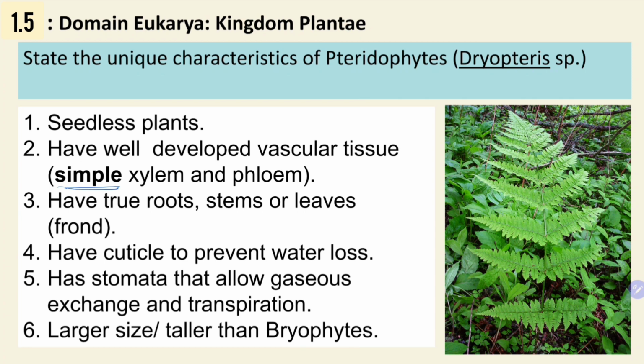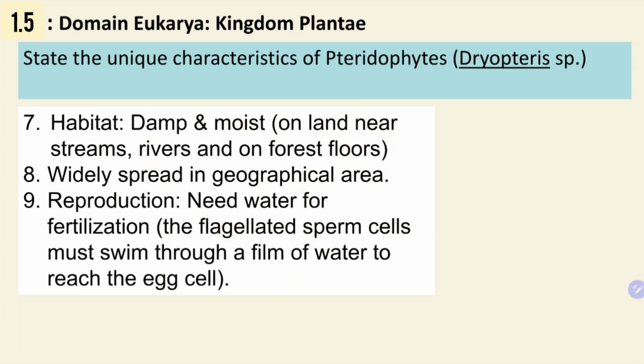Okay, because pteridophytes have vascular tissue, in terms of size, we can see that pteridophytes, or ferns, are generally larger in size and taller compared to Bryophytes. Next, the habitat is very similar to Bryophytes, which is damp and moist areas, still on land, near streams, rivers and on the forest floor. But when we compare the habitats of Pteridophytes with Bryophytes in terms of geographical area, it is more widespread, a bigger area compared to Bryophytes.